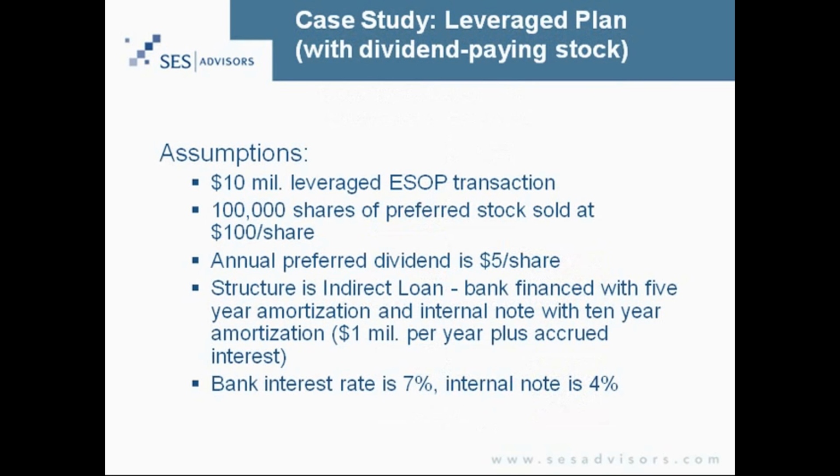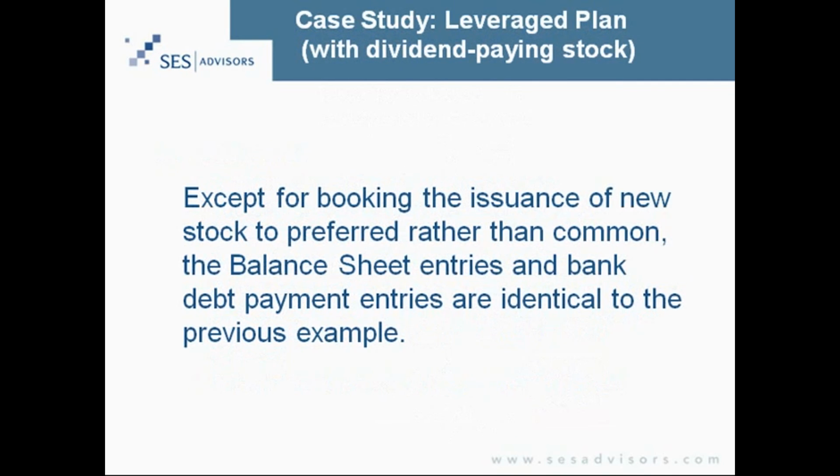Now we're just modifying these assumptions just a little bit and using dividend-paying stock. Often it's preferred stock. In this case, same 100,000 shares, but we've got an annual preferred dividend of $5 a share. Again, same indirect loan structure, same note terms. Now, except for booking the issuance of the new stock to preferred rather than common, and there may or may not be new stock issued here. Sometimes the company's recapitalized to structure preferred so that the ESOP can acquire preferred stock.